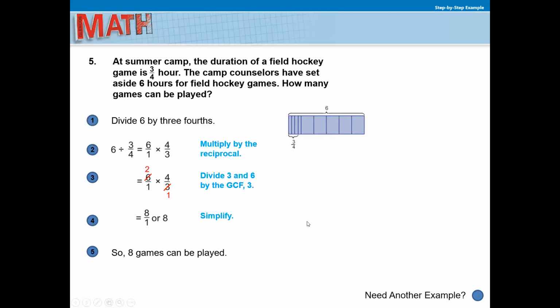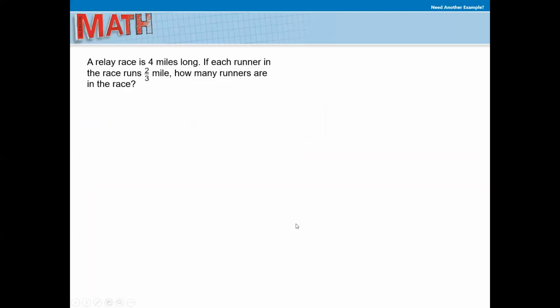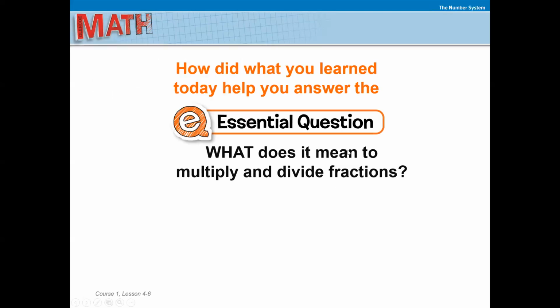Here's another example. A relay race is 4 miles long. If each runner in the race runs 2/3 of a mile, how many runners are in the race? Use the skills we've been practicing. Use a bar diagram, cut it into thirds, count out 2/3. See how many times you can pull 2/3 out of 4. Pause the video, show all of the work in your math notebook, press play when you're ready to go on.